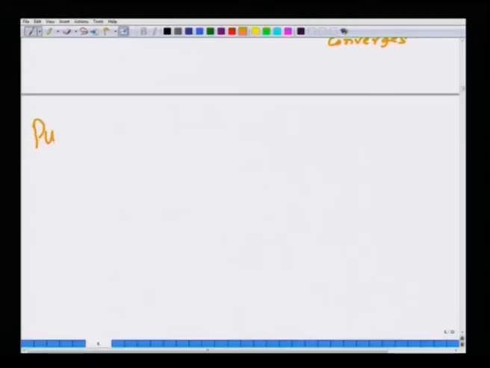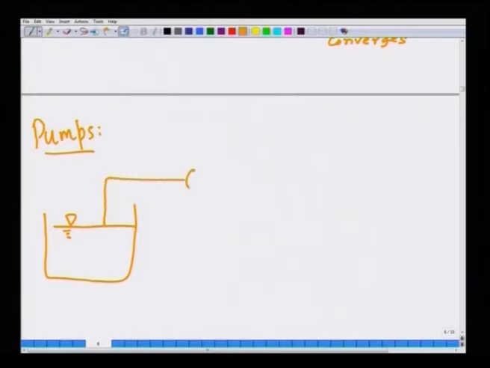Now, let us go to the case of pumps. Essentially, let us say you have a system, and let us go back to the same example: you have a free surface and then you have a pump and then you have valves, and you are writing the balance between point 1 and 2.